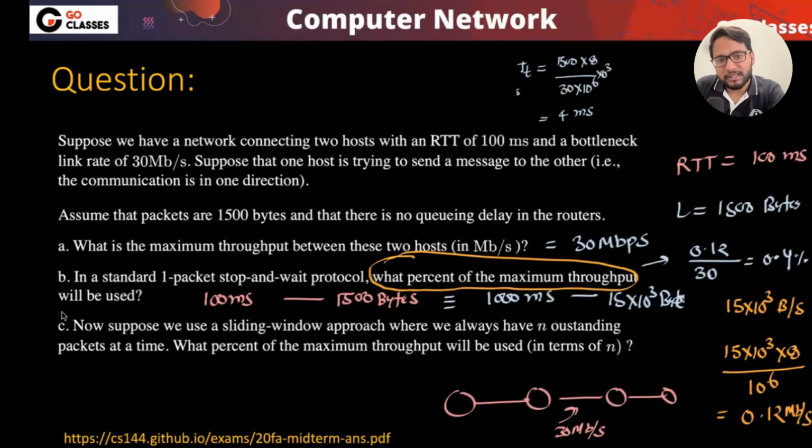Now, let's see question number C. Suppose instead of using this stop and wait protocol, you use the sliding window protocol, then what is the efficiency? Whatever efficiency you got, you just need to multiply by n. So can you tell me the efficiency in terms of n? It is n into 0.4 percentage. That's all.